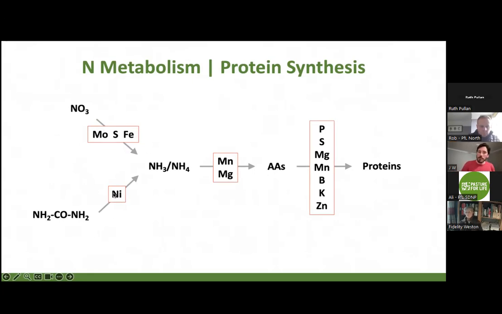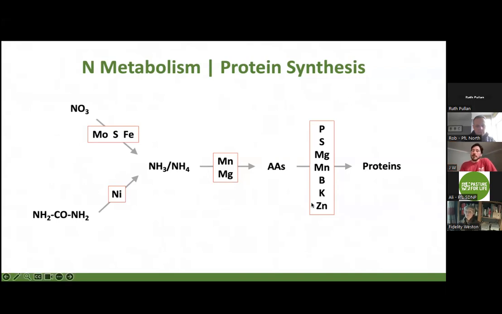Similarly with urea, it requires nickel. Nickel is a heavy metal. We have to be careful about it, but it's also an essential nutrient that helps to facilitate the utilization of urea and nudge it along this pathway. Then we also need manganese, magnesium to move ammonium along into the organic form, into these amino acids. Particularly glutamine is the first one here that's synthesized. And then from there, the plant begins to stitch together lots of amino acids to build protein.